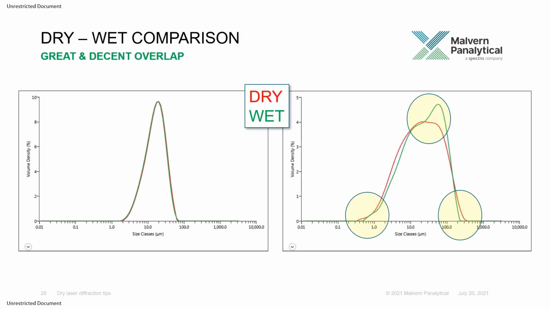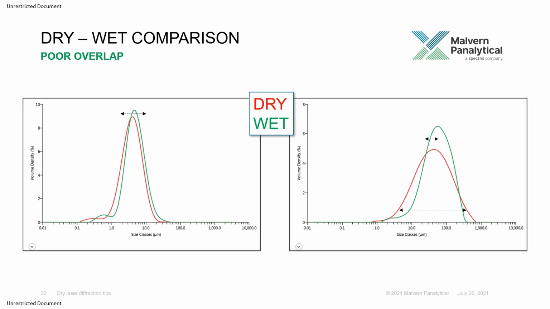Examples of good and decent dry-wet overlap results are shown here. We have perfect overlap on the left and decent overlap on the right. Small differences in the results are obtained, but the key size parameters are quite close. These are examples of poor overlap. Dry analysis disperses the material to smaller sizes in both cases. You have to consider lowering the pressure. For the right-hand case, though, this will leave large-size material poorly dispersed.